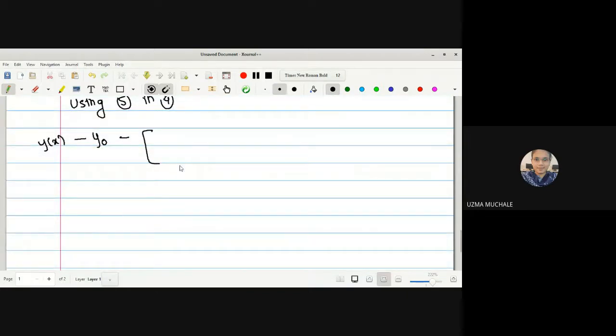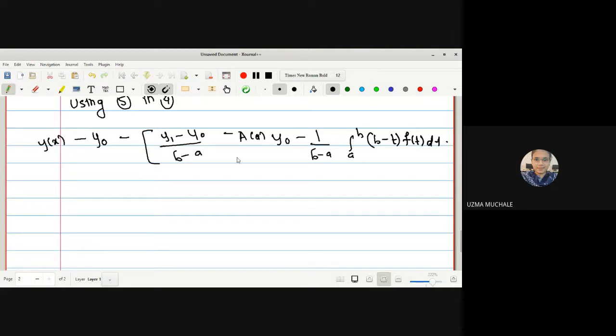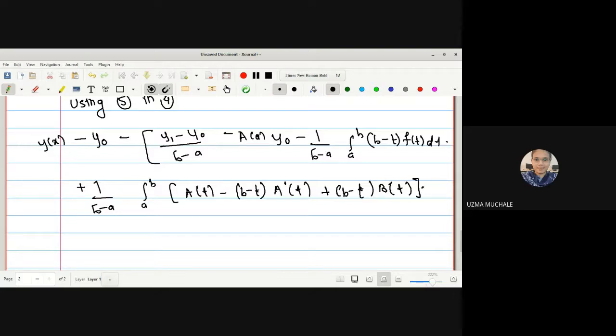Okay. So what are the terms that we have to write down? Equation 5: y1 minus y naught divided by b minus a, A of a y naught minus 1 upon b minus a integration a to b, (b minus t) f of t dt, plus 1 upon b minus a integration a to b of (b minus t) A dash of t plus (b minus t) B of t, y of t.